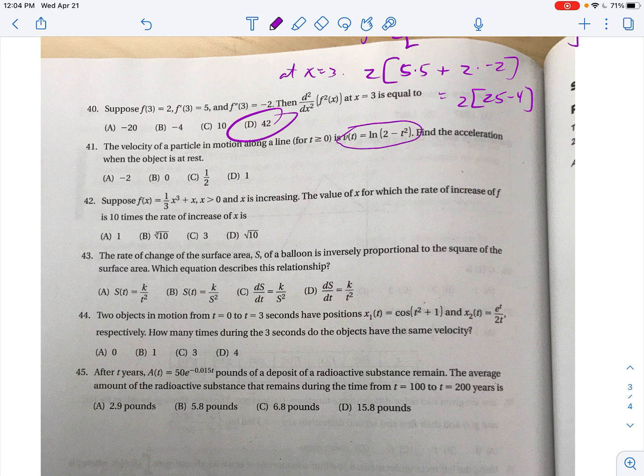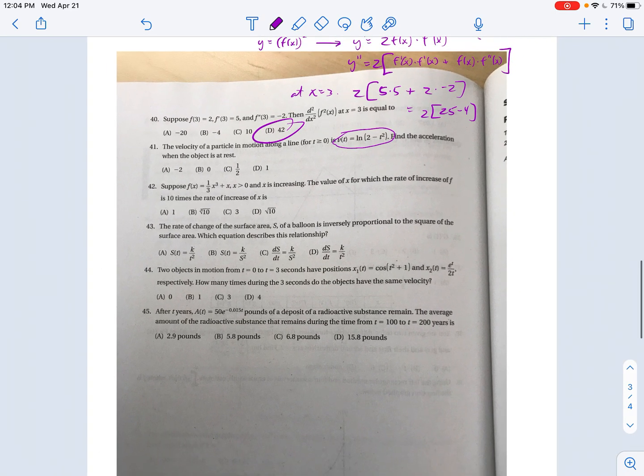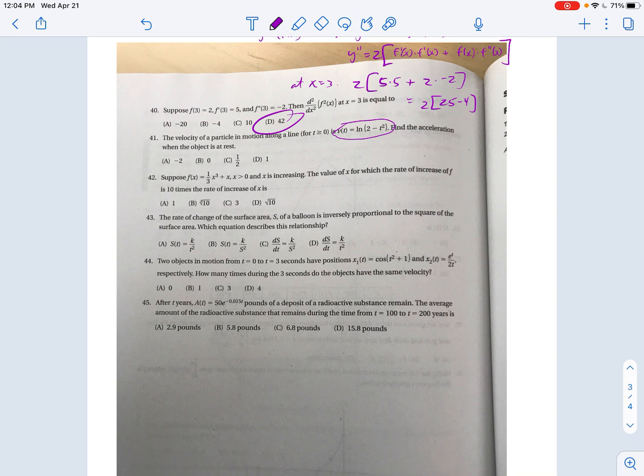Here we have a velocity function. And it says, find the acceleration when the object is at rest. So, there are kind of 2 layers to this. First is, well, when is this at rest? That means the velocity is equal to 0. If the natural log of something is 0, that something was 1. So t squared is equal to 1. We're only talking about positives. So the when here is at t equals 1.